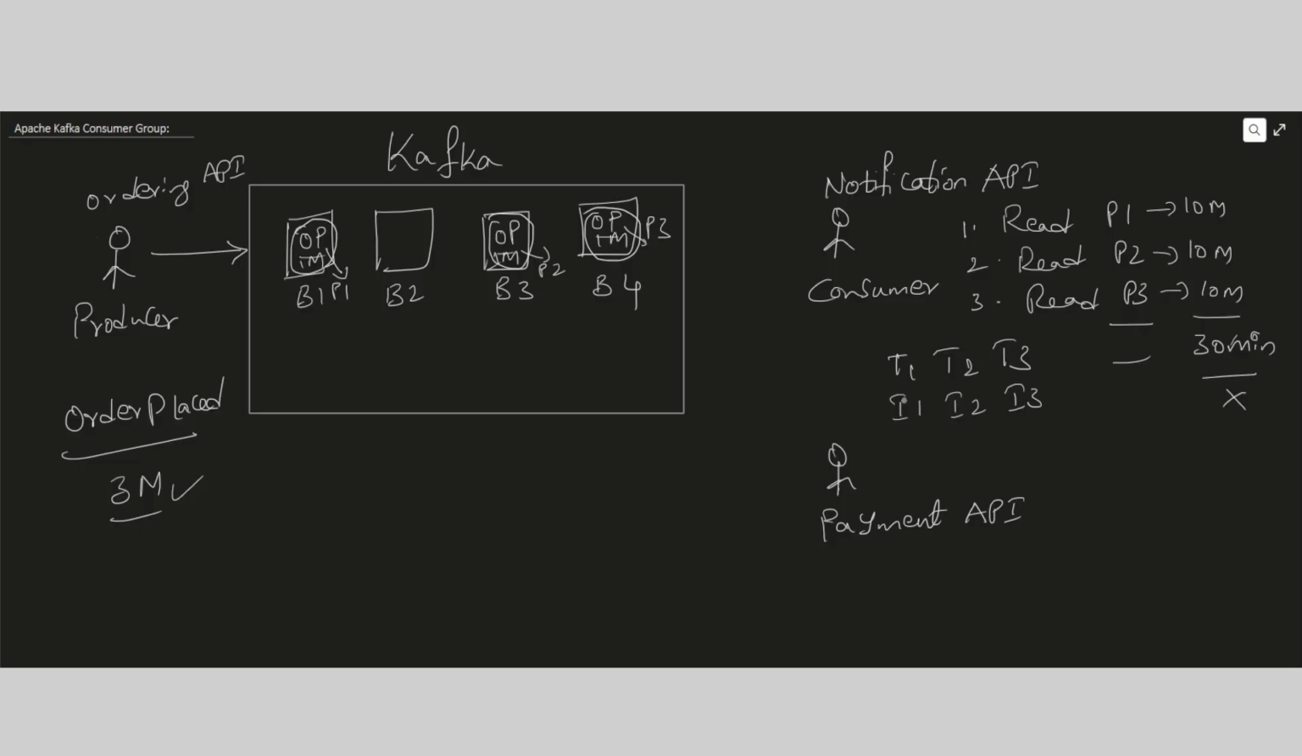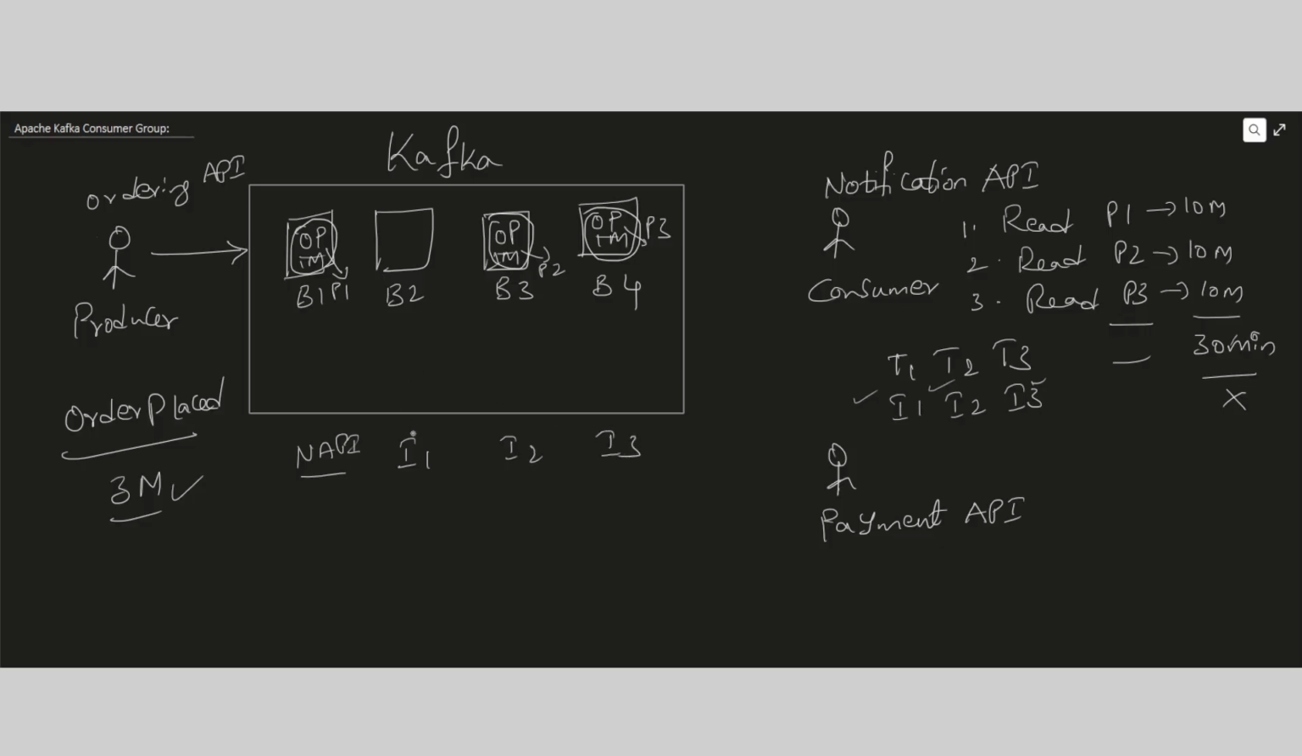So the same application will be run in three different instances. Now all three will read the data from all these three partitions in parallel. So now we'll take the notification API. So this is notification API. We have instance 1, instance 2 and instance 3 that want to read all the messages.